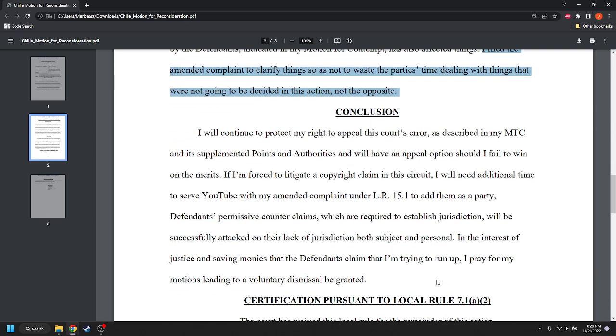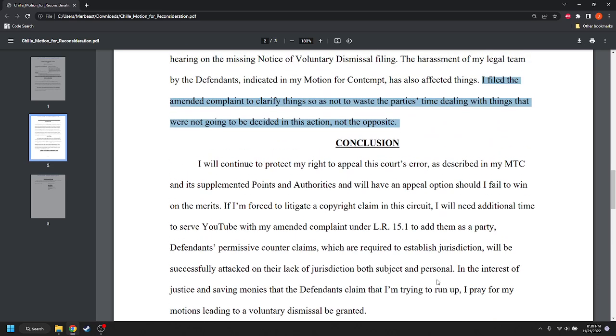I guess. "Conclusion. I will continue to protect my right to appeal this court's error." Dude, nobody cares about your stupid appeal. "As described in my MTC, my motion to correct, and its supplemented points and authorities, and will have an appeal option should I fail to win on the merits."